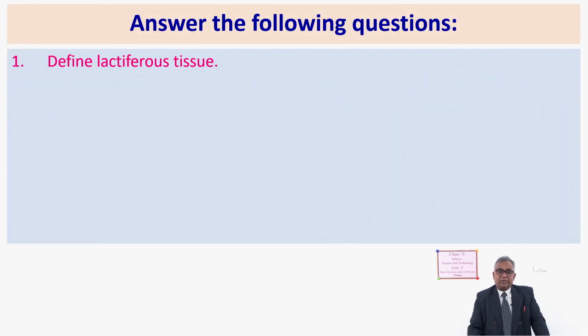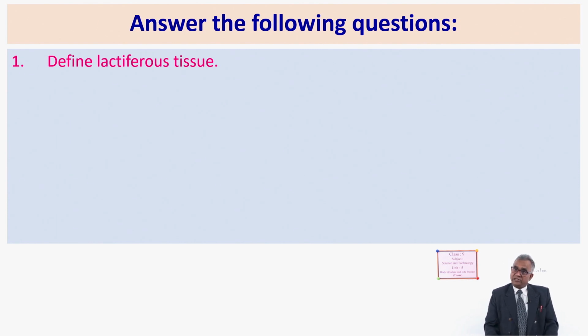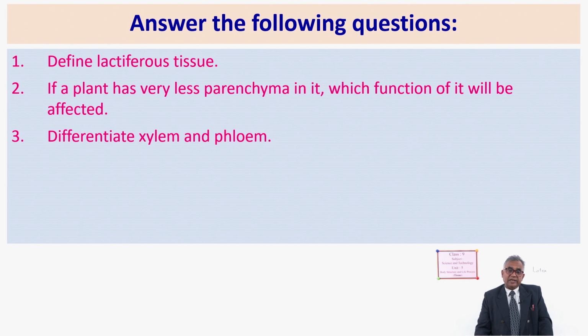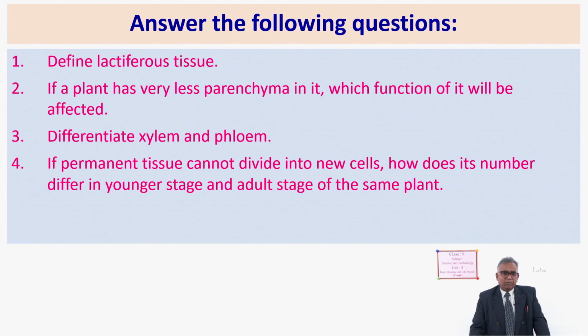Okay. Now there are some subjective questions which you have to copy in your exercise book and write the answers. Define lactiferous tissue. If a plant has very little parenchyma in it, which function of it will be affected? Think, search, and then write. Differentiate xylem and phloem. You have to write differences between xylem and phloem. If permanent tissue cannot divide into new cells, how does its number differ in the younger stage and adult stage of the same plant?